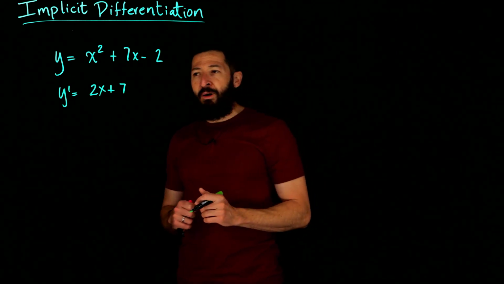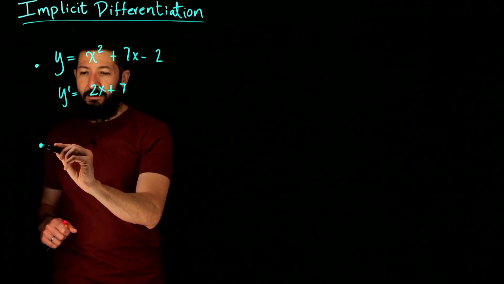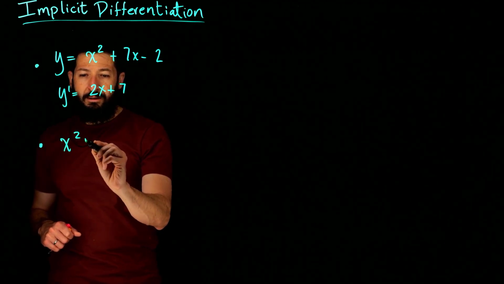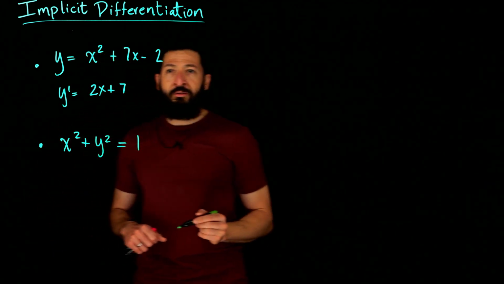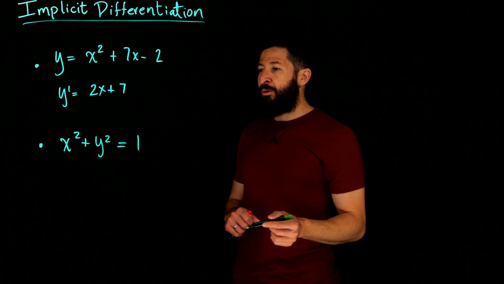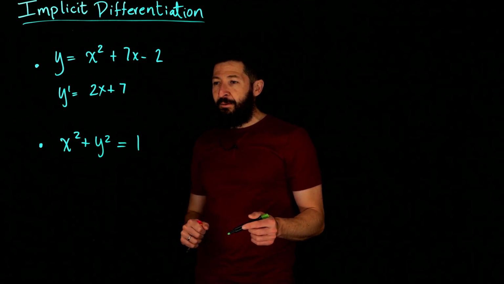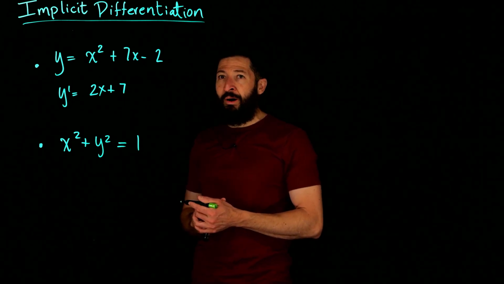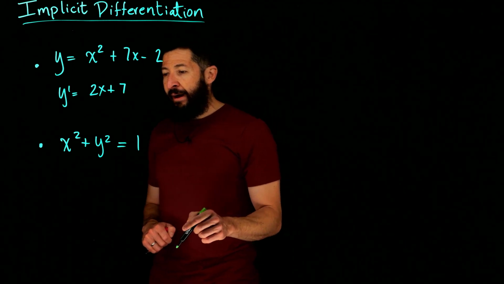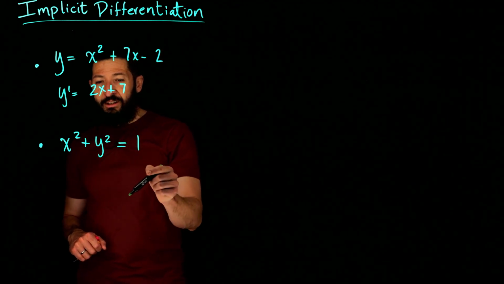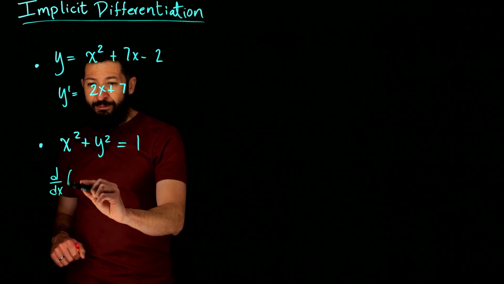So easy. But what happens then if we have something like, let's say, the equation of the unit circle. And now you want to find right there the derivative of y, so y prime. How do you do that? So what we're going to do is we're going to do the chain rule to compute this. So what I'm going to do is I'm going to take the derivative with respect to x on both sides.